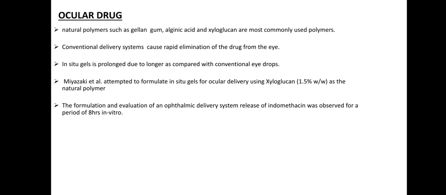Ocular drug delivery system. For in situ gel based ocular delivery systems, natural polymers such as gellan gum, alginic acid and xyloglucan are the most commonly used polymers. Basically, topical ocular drug delivery has been used for various compounds such as antimicrobial agents, anti-inflammatory agents, and autonomically active drugs used to relieve intraocular tension in glaucoma. Conventional delivery systems often result in poor bioavailability and therapeutic response because high tear fluid turnover causes rapid elimination of the drug from the eyes.